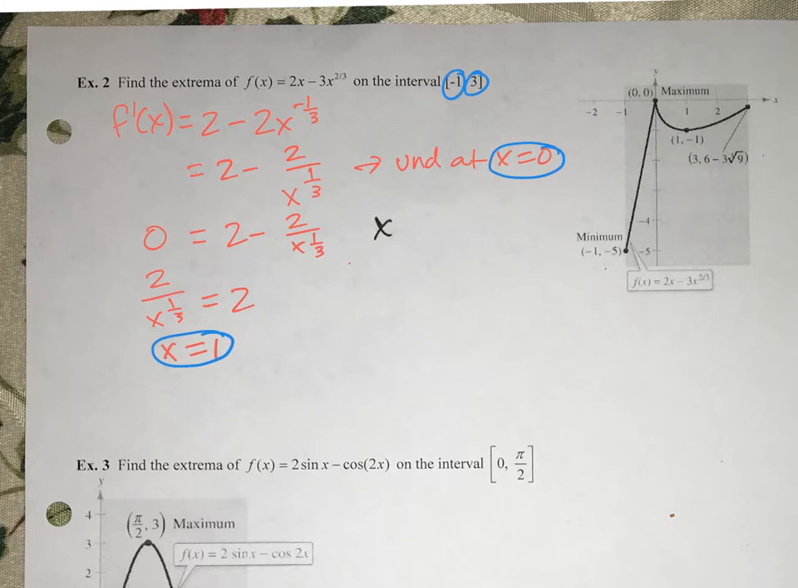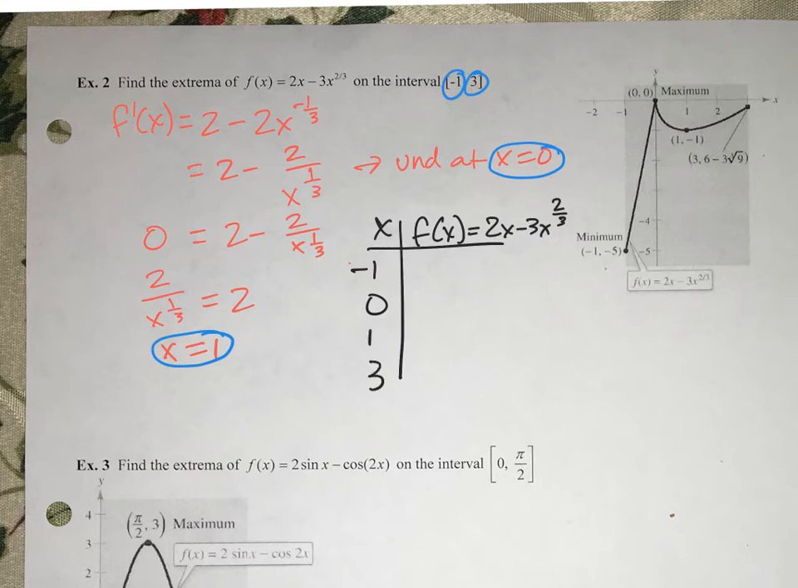So we're going to have an x column and then a column for f of x equals 2x minus 3x to the 2/3. All right, so our candidates from smallest to largest are -1, 0, 1, and 3. Now, it doesn't really matter in what order you list the candidates, but I just like to go from smallest to largest. And then let's evaluate at each point.